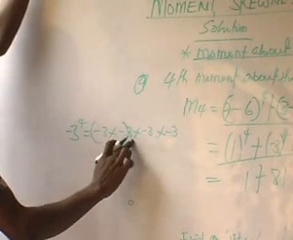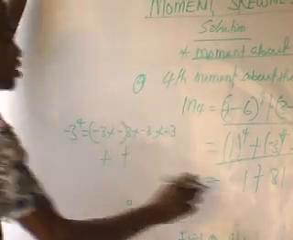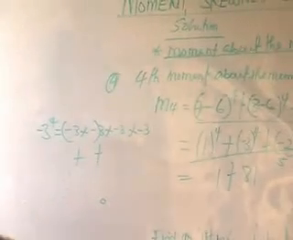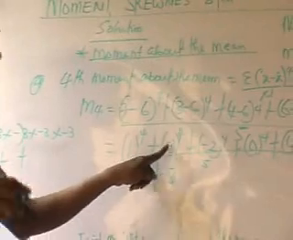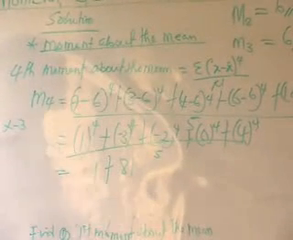3 times 3, what do you have? 9. 9 times 3, 27. 27 times 3, that's 81. So anytime, any day, whenever a negative number is raised to an even power, the answer is always positive.